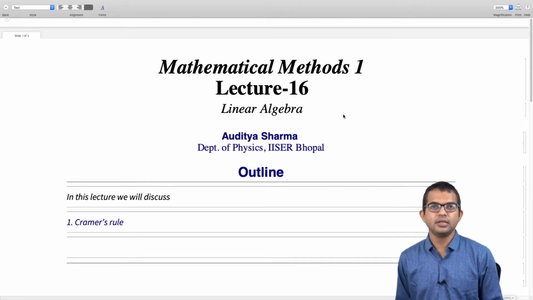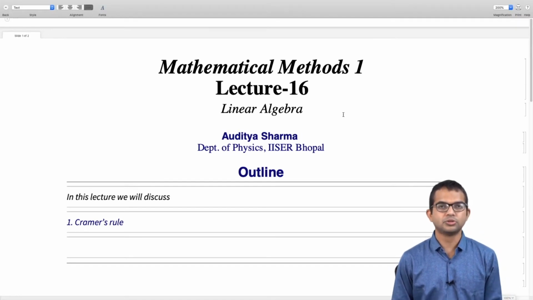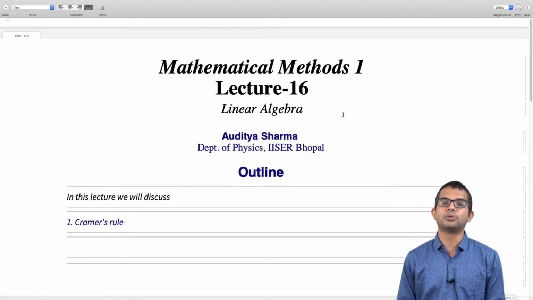Okay, so we have seen how with the aid of row reduction and back substitution we can find the solution for a set of equations if it exists. Whether it exists, and when it exists, what the solution is, all of this can be obtained with the aid of row reduction, right?